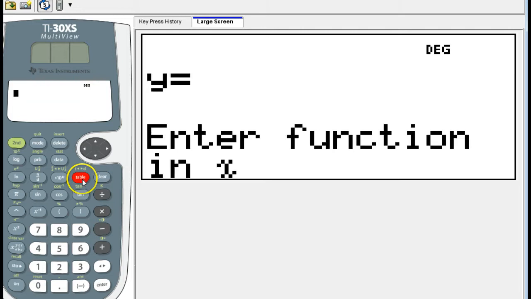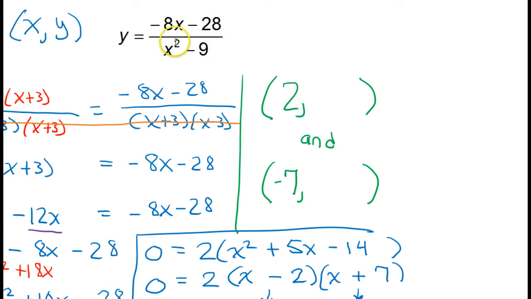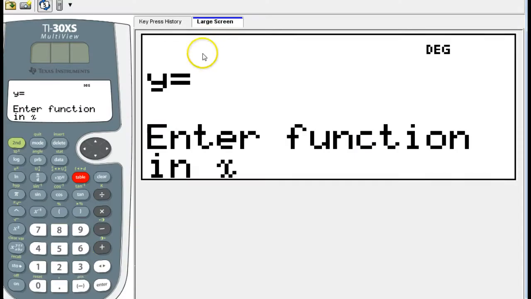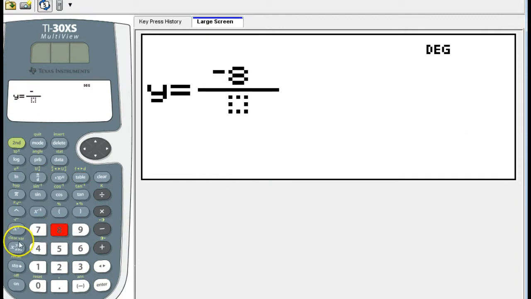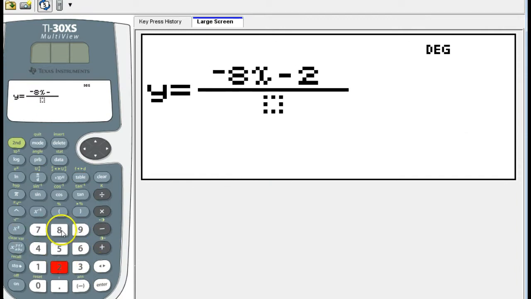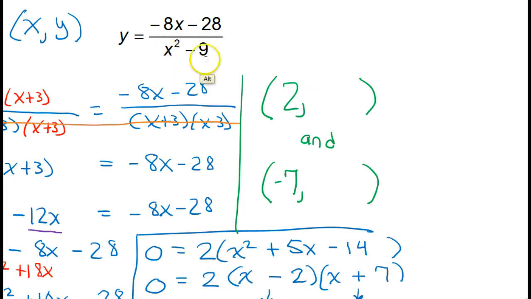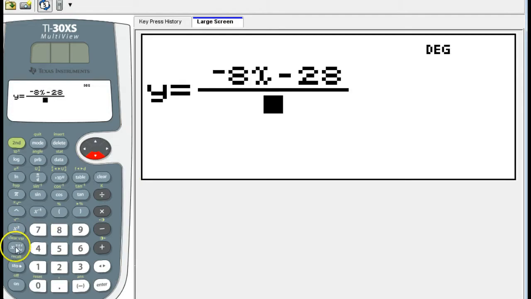So you can use the table feature, I think is the best thing to do. Alright, so I'm going to use this equation: -8x minus 28, fraction mode, -8x minus 28 over x squared minus 9. So x squared minus 9.